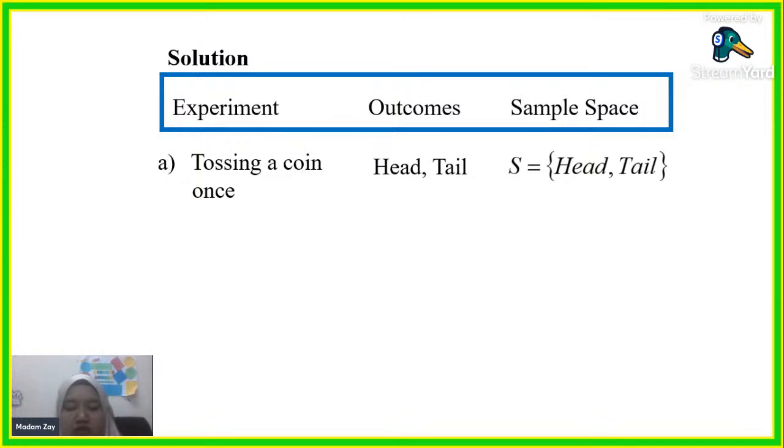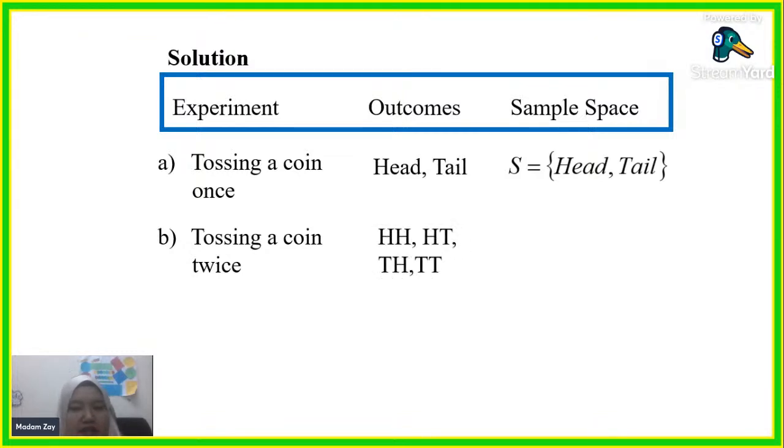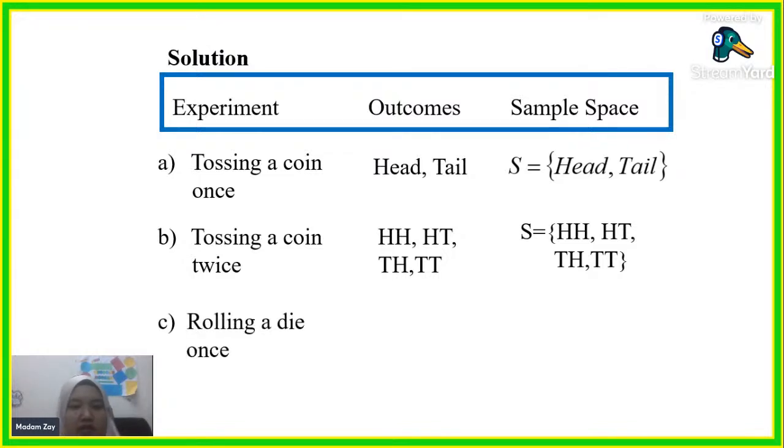Okay, so continue with B, tossing a coin twice. As we have seen earlier, it will have head head, head tail, tail head, and tail tail. So the sample space will be in the form of brackets. S is equal to curly bracket of HH, HT, TH, and TT. And the last one, rolling a die once. We have 1, 2, 3, 4, 5, 6. So we write down the sample space S equal to 1, 2, 3, 4, 5, and 6. We separate the outcomes by commas.